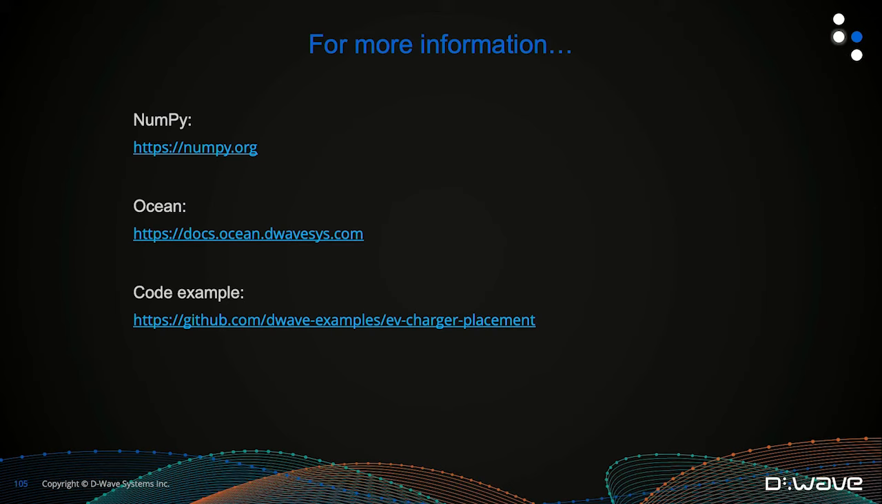So for more information, I've just got a link here to NumPy, so you can go and look at their documentation and some of their examples, so you can really start learning how to use NumPy. We've also got our Ocean documentation where you can look at that function from NumPy vectors and see some code snippets on using that. And then last but not least, again, this code example is freely available to the public on GitHub. You can get there either through Leap on the resources tab, you can find it in our collection of code examples, or there's a direct link here: github.com/dwaveexamples/EV charger placement.